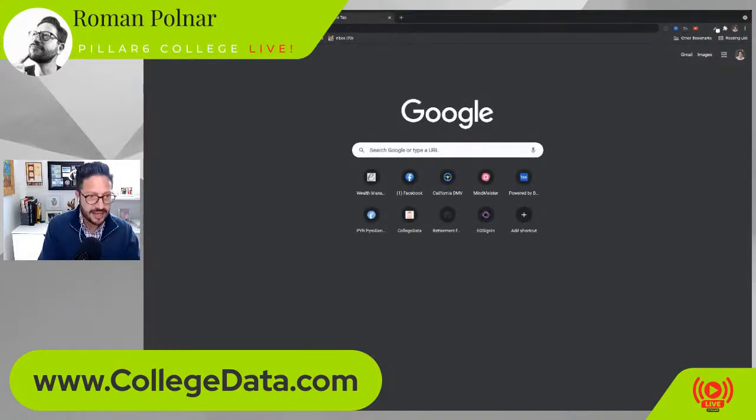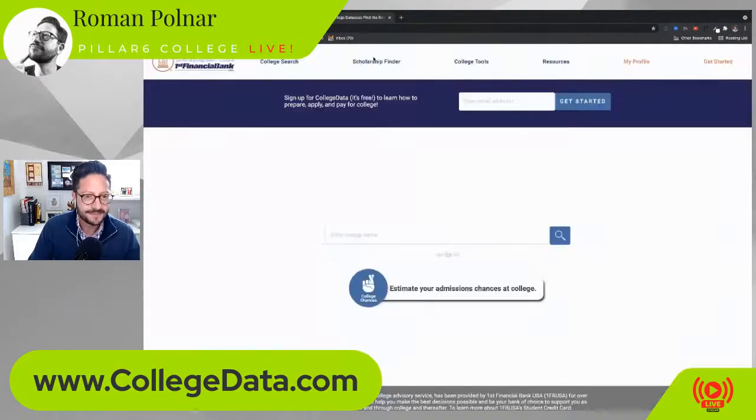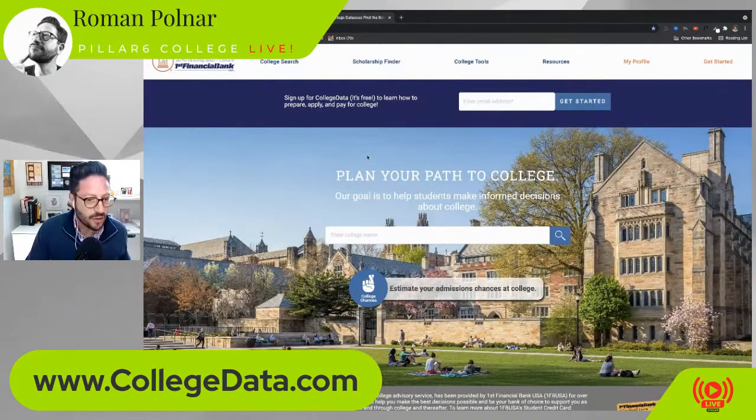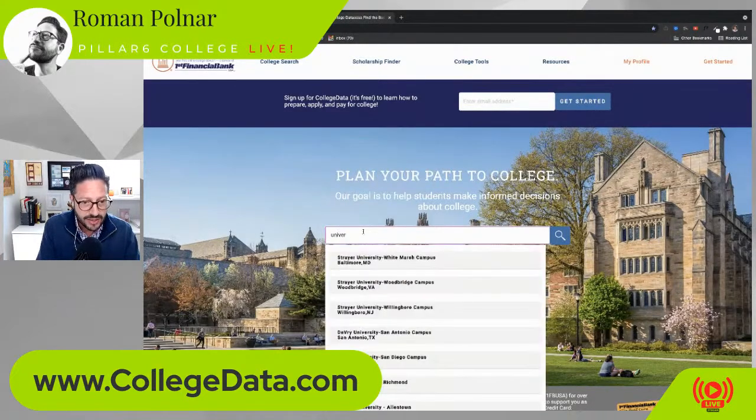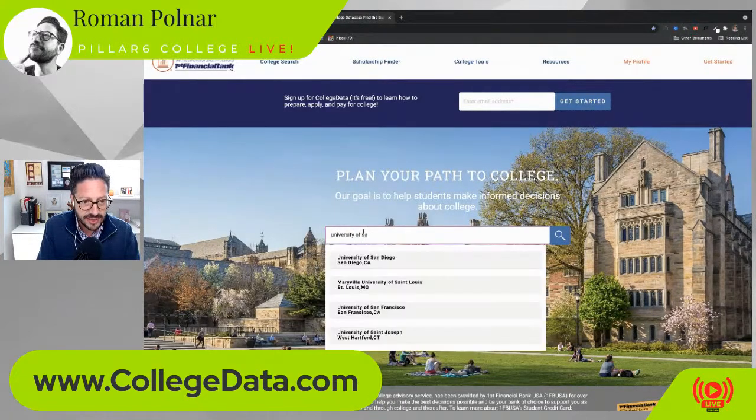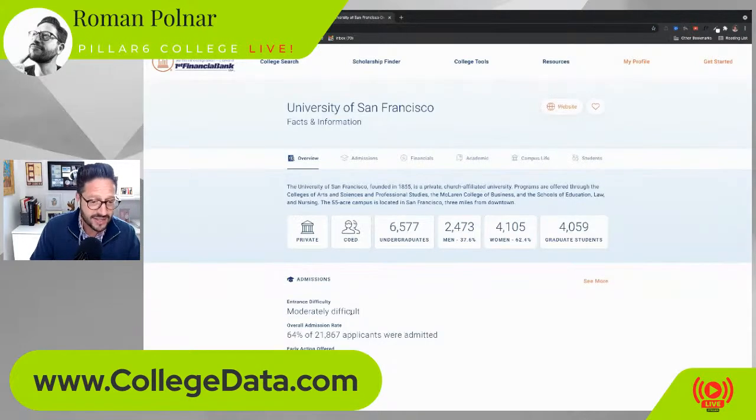So let's go to collegedata.com. This is the homepage. You can sign up, and I don't know that there's any big reason to. I think you can look for scholarships if you sign up, but otherwise you don't even have to. Right here in the middle of the screen, enter the college name. So I'll put in the college that I went to, the University of San Francisco. And it literally has every single college in here.